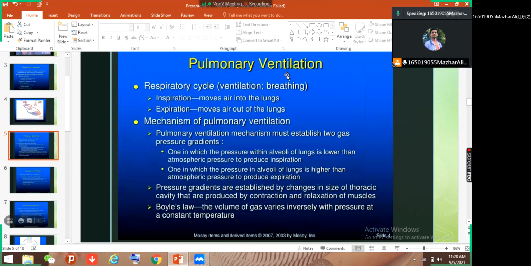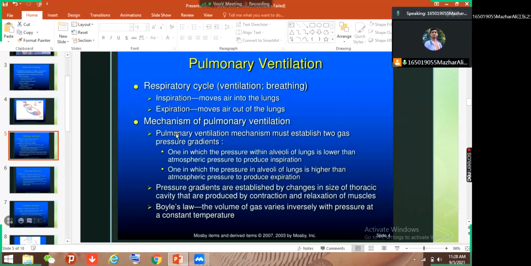Now let's talk about pulmonary ventilation. What is the meaning of pulmonary ventilation? Pulmonary ventilation contains the respiratory cycle, ventilation or breathing. The respiratory cycle includes two things: inspiration and expiration. Inspiration means moving air into the lungs, and expiration means moving air out of the lungs. This is the respiratory cycle. Like in the cardiac cycle there are systole and diastole, in the same way the respiratory cycle is inspiration and expiration.